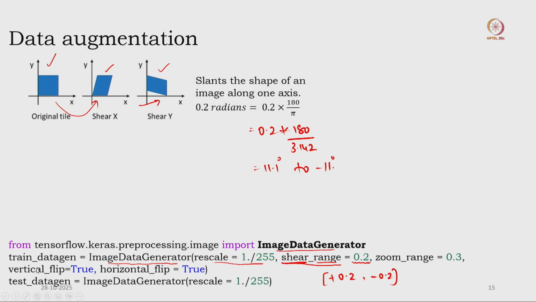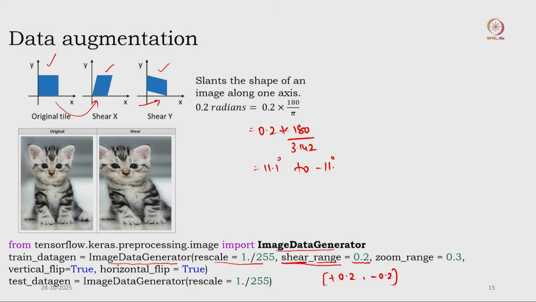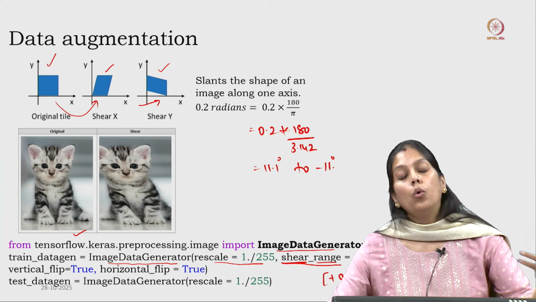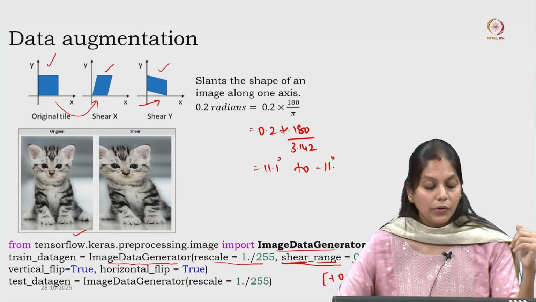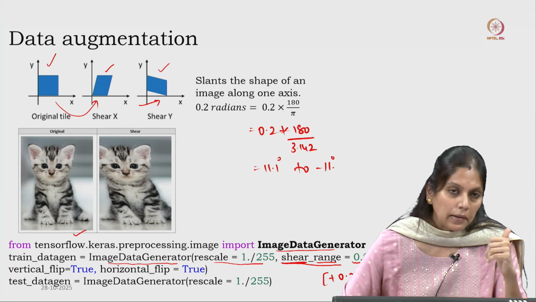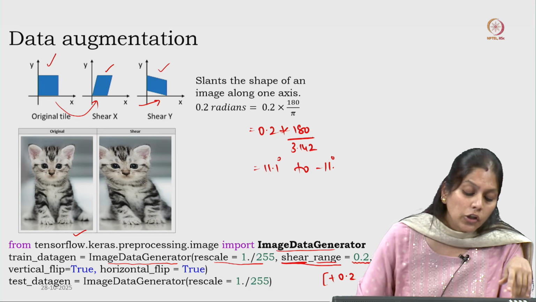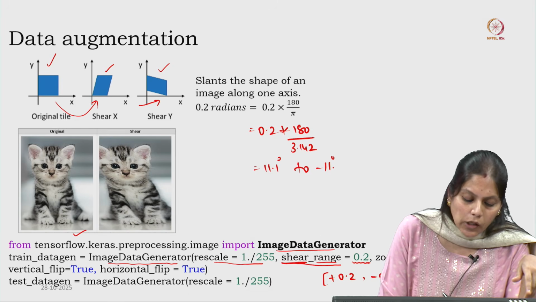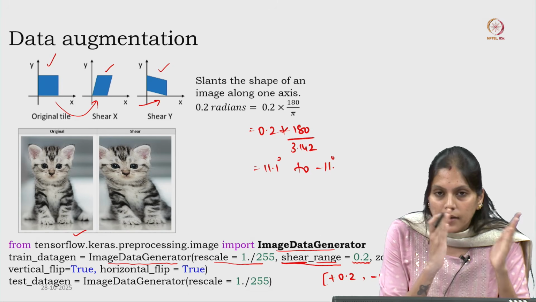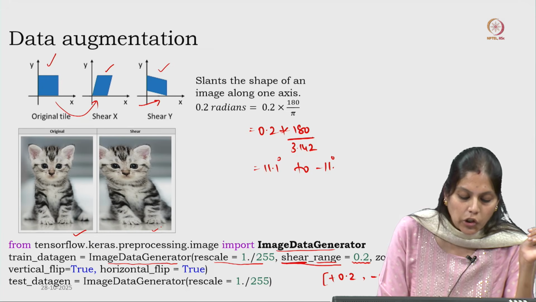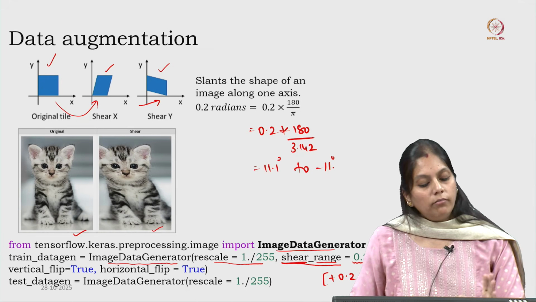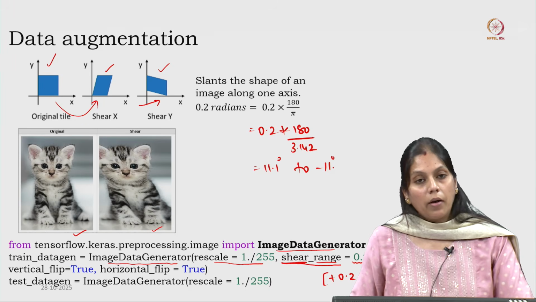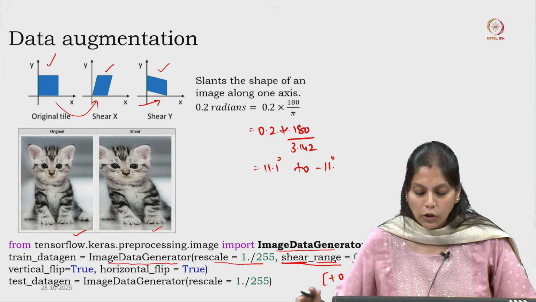This is one example for a shear range. This is the original image, and we want to create a different variant of this image. The very first parameter is the shear range, and by applying it, we can see a slight slant of this original image. This is one of the variants that we have created by using shear range.